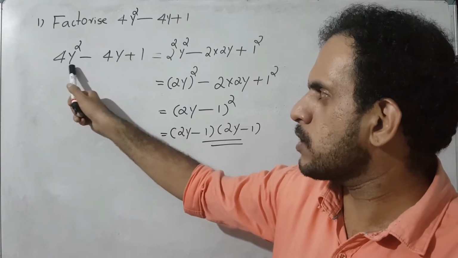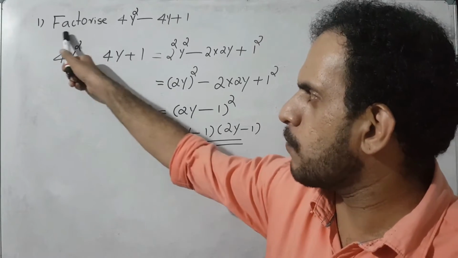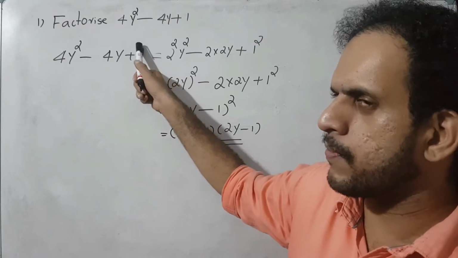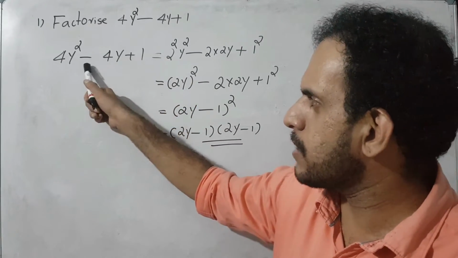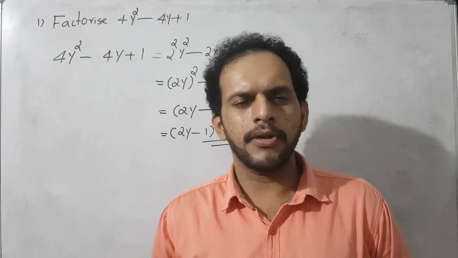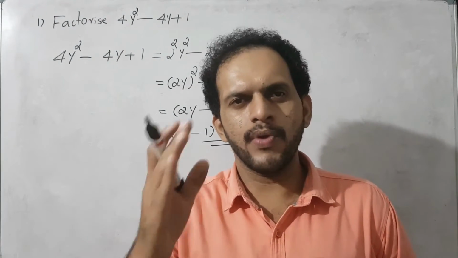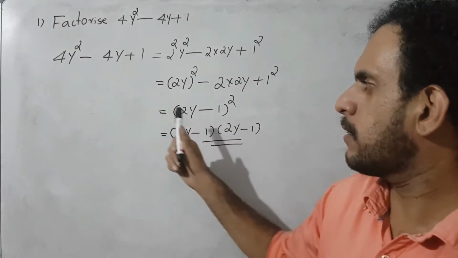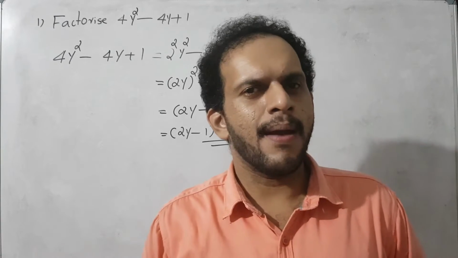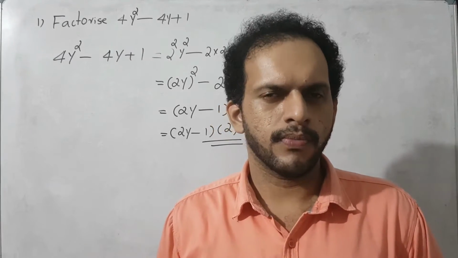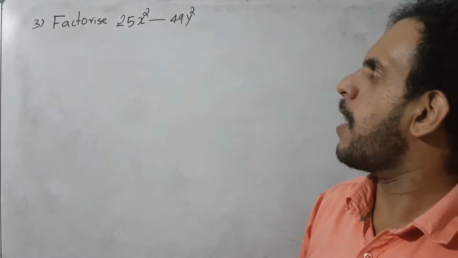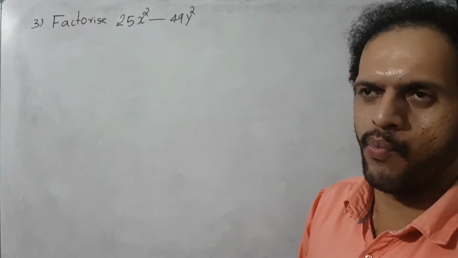The first term is possible to completely convert in the form of a square. The last term is also possible to convert in the form of a square, and the second term's sign is minus. Then here it is possible to apply only the second identity. So we convert the polynomial in the form of the second identity, a minus b whole square. Is it clear? Third question is factorize 25x square minus 49y square.